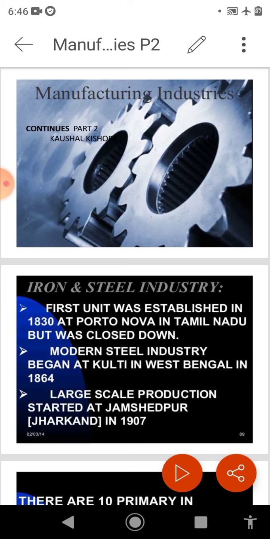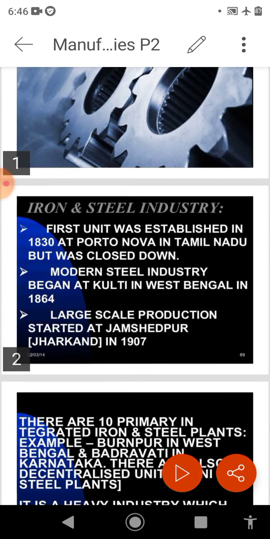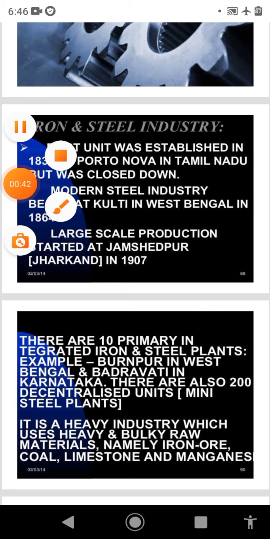As we discussed in the previous video, all of you know that these are the industries which use minerals as the basic raw material. These industries form the economic backbone of a country. Iron and steel, heavy engineering, and electronics are the major mineral-based industries of India. First, let us discuss the iron and steel industry.